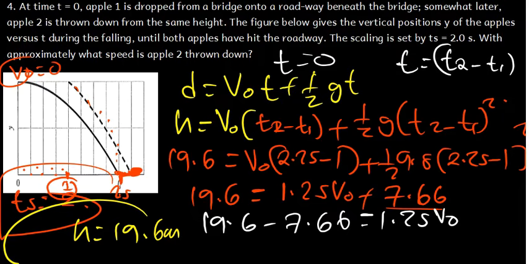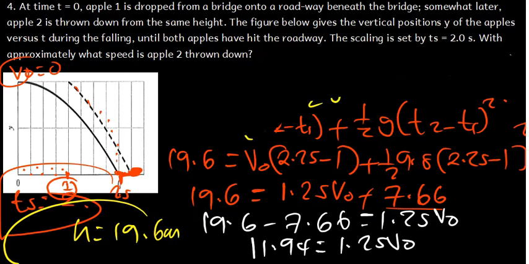So now we can see that 19.6 minus 7.66 gives me 11.94. 11.94 has to be equal to 1.25 v initial. Now we can get rid of this.